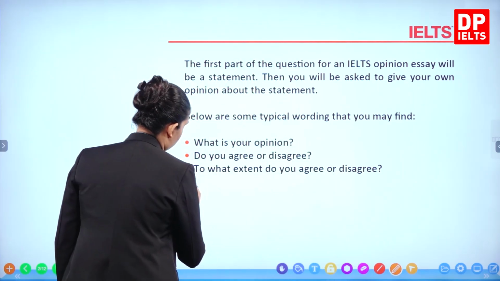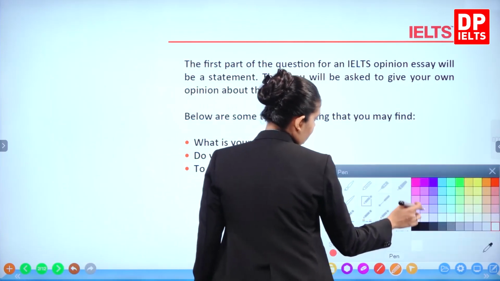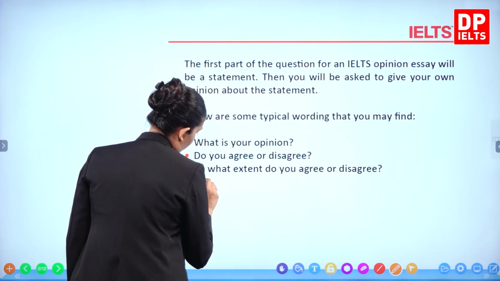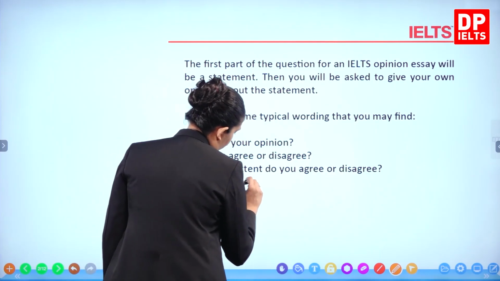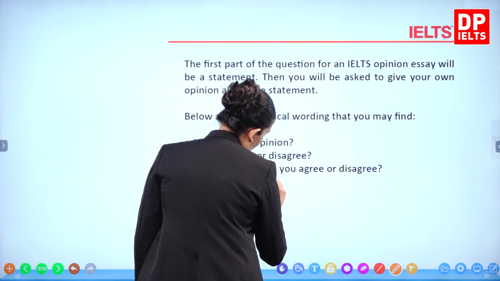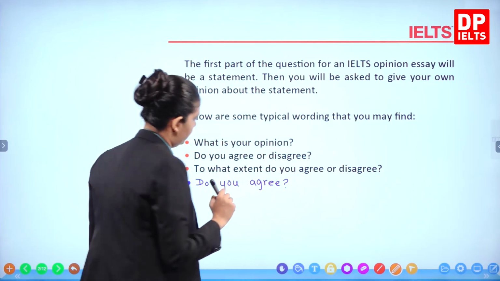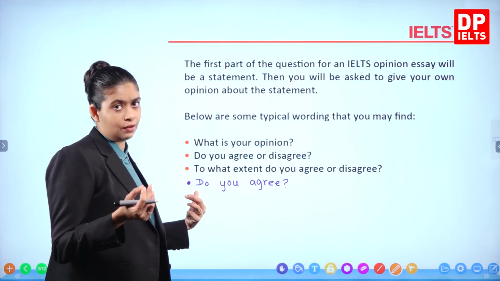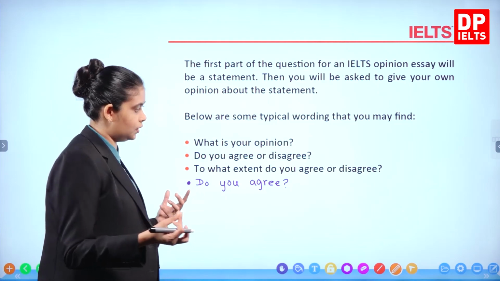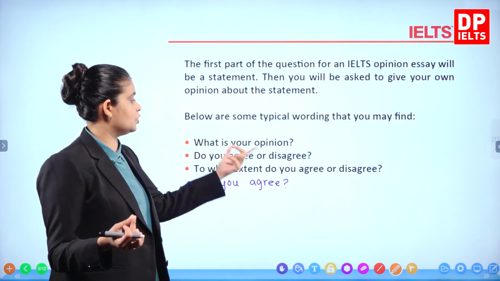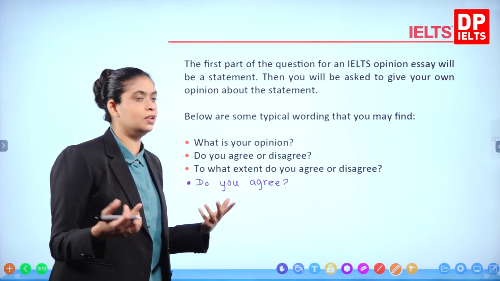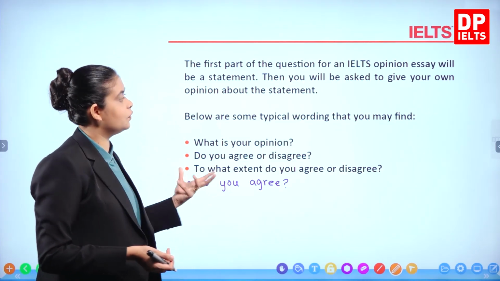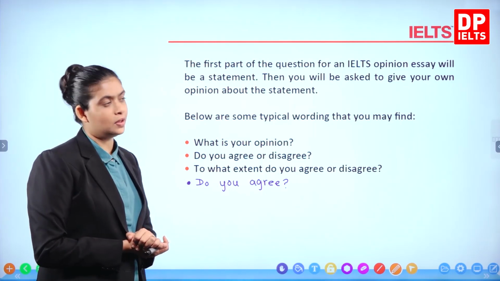Sometimes they ask you, do you agree? They don't really ask you, do you disagree? But they ask you another question type, do you agree? So they could ask you, do you agree? Do you agree or disagree? To what extent do you agree? What is your opinion? Or to what extent do you agree or disagree? So either way, they could ask you for these 4 typical types of questions, right?